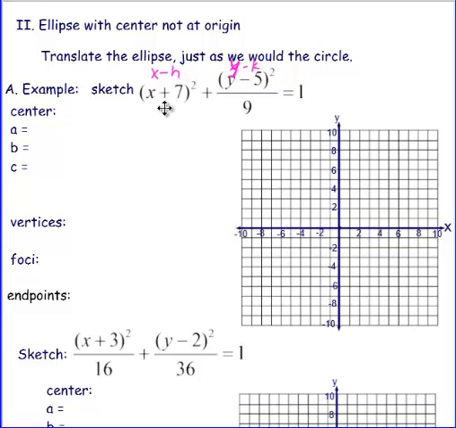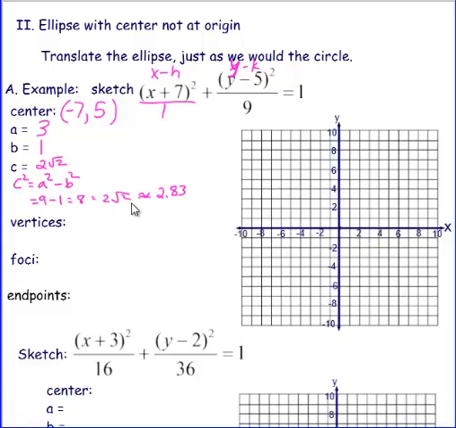And then you can also still think about this first term as being divided by 1. So we still need an a and a b in the denominator. I find the larger number gives you a. So I have my center, h, k, so that's going to be -7, 5. I have my a, which is the square root of this larger value, so that's going to be 3. B is the square root of the smaller value, so that's going to be 1. C, you're going to calculate using c squared equals a squared minus b squared. We get 2 square root 2.